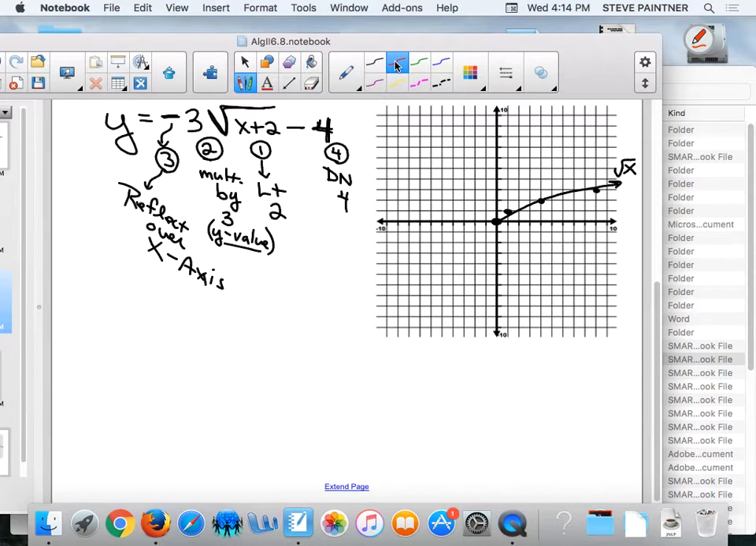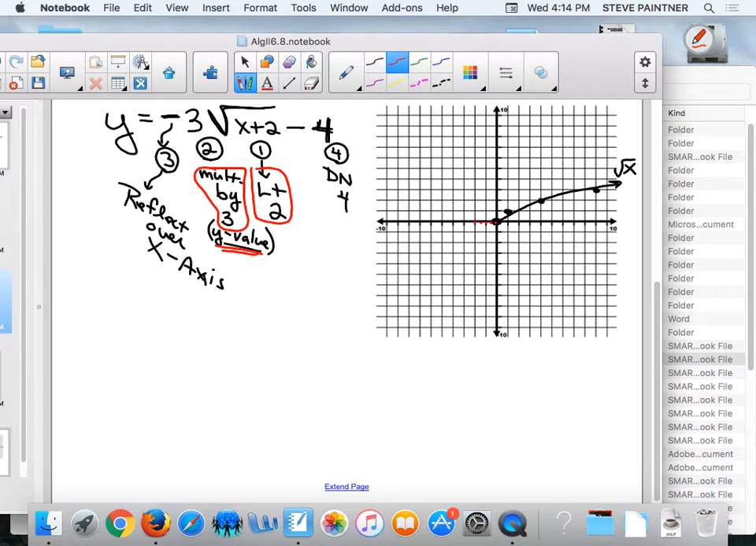All right, stick with me. Here we go. First thing we're going to do, we're going to go left 2. Then we would multiply by 3. What are we multiplying by 3? The y value. Since we're at 0 on the y coordinate, 3 times 0 is 0.